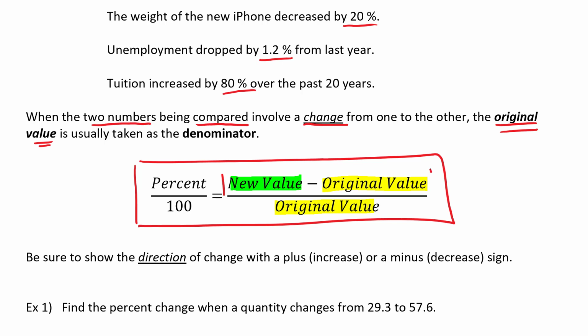Some people like to put absolute values on there, telling you it is always going to be a positive change. I prefer to leave those values out. I like to know whether the change is going up or going down. If you get a positive percent change, your value is increasing. If you get a negative percent change, your value is decreasing. Let's now look at some examples.